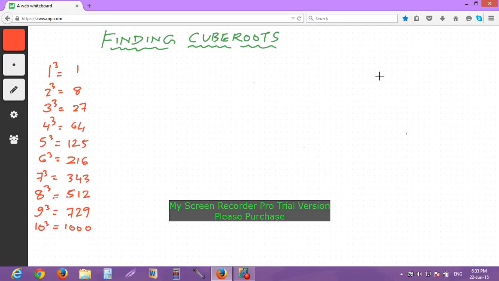Hi everybody, today I'm going to tell you about finding the cube roots of perfect cubes.